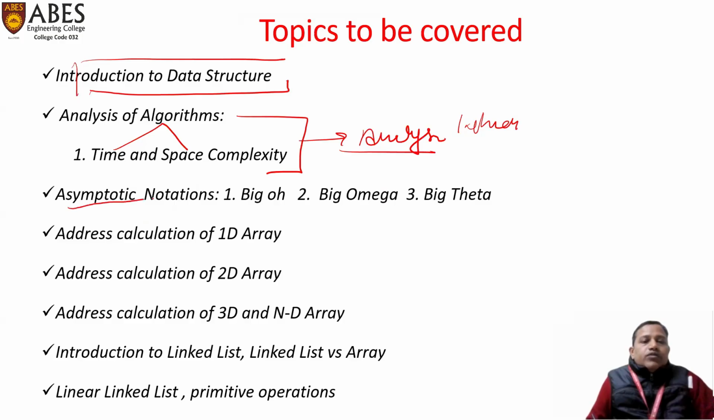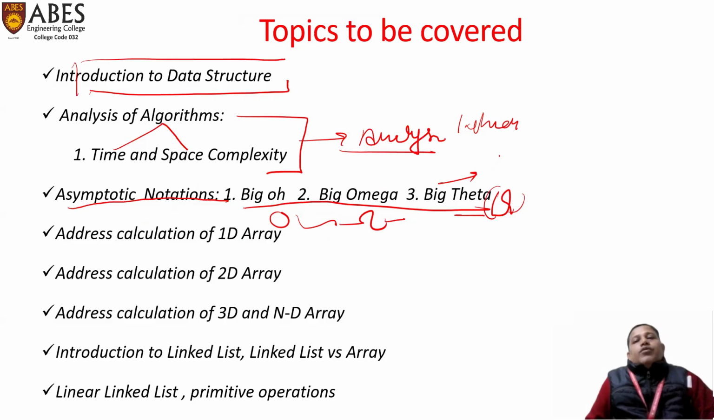And after that, we will discuss the different types of asymptotic notations, that is big O, big omega and big theta. These are also known as upper bound, lower bound and average bound, which are used to represent a function of time complexity.